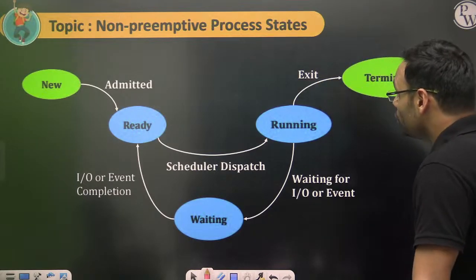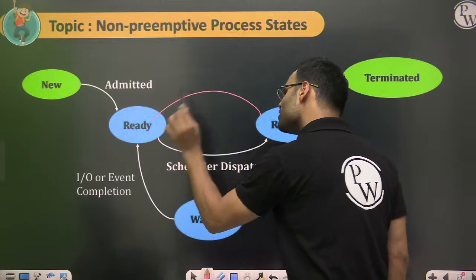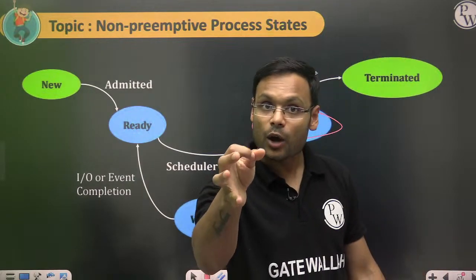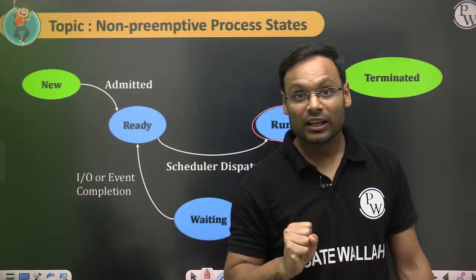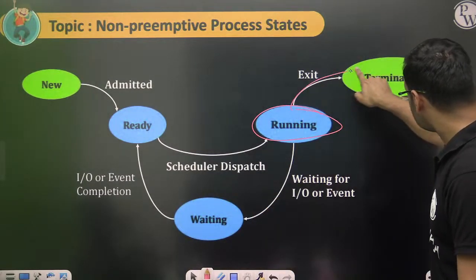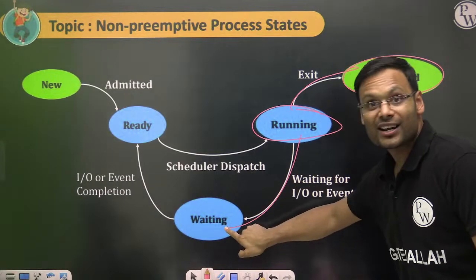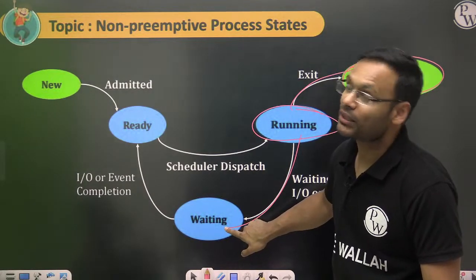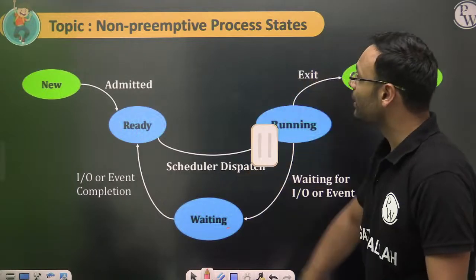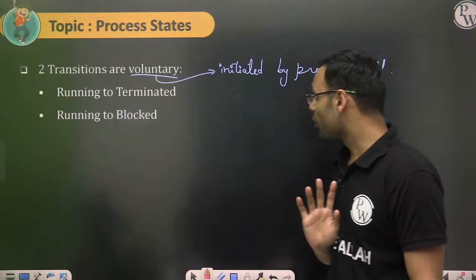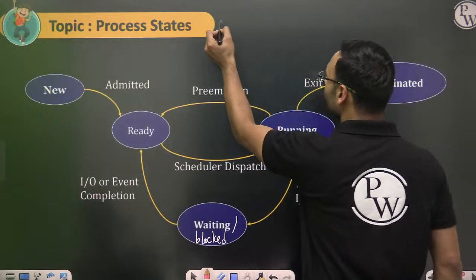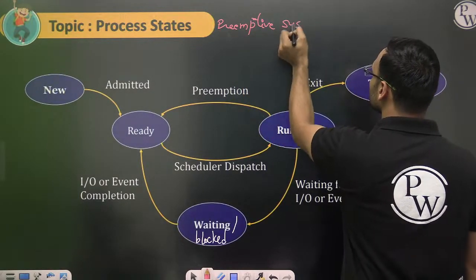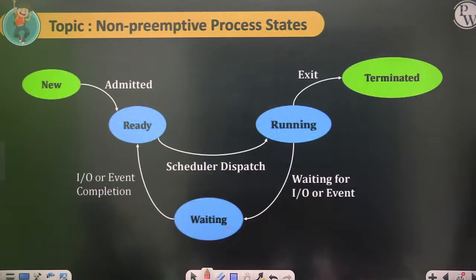Now, non-preemptive system. A non-preemptive system is exactly the same. The only thing is this transition is removed. Why? If a process is in the running state in the CPU, it cannot be forcefully taken out of the CPU without its wish. The process can leave by its own wish: terminated transition, IO transition. Termination fine, IO fine, but preemption not possible. That's why, comparing preemptive versus non-preemptive, the running to ready transition is not there. Here it was there. That was the process state for a preemptive system, and this is for a non-preemptive system.